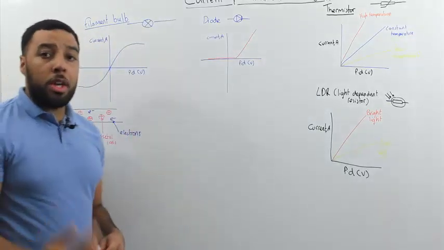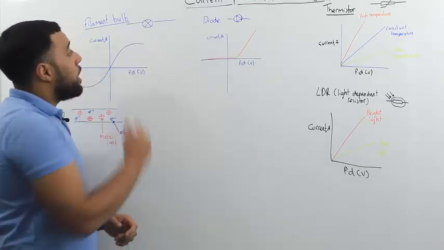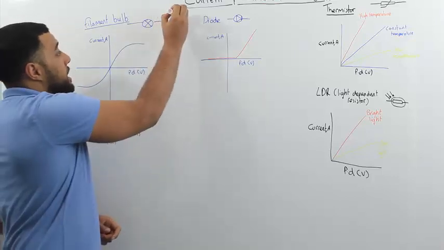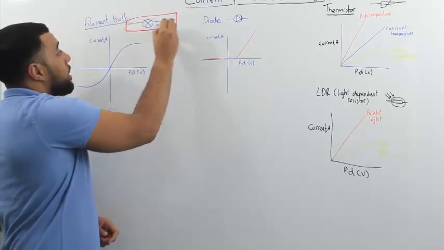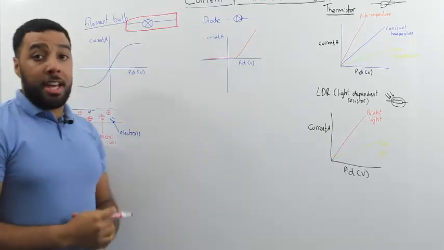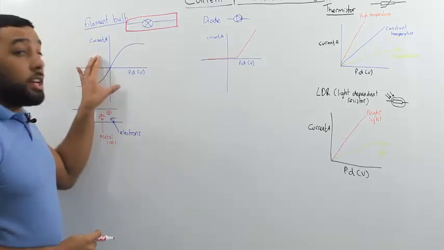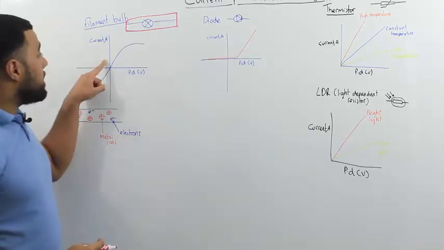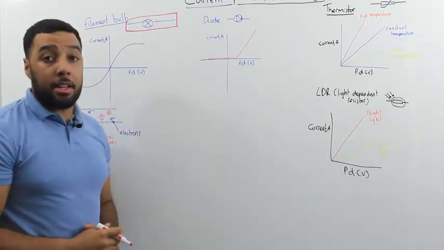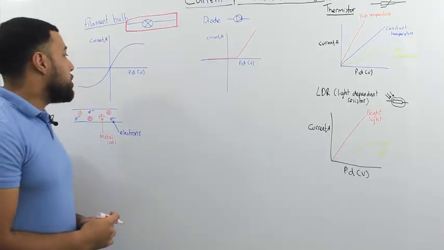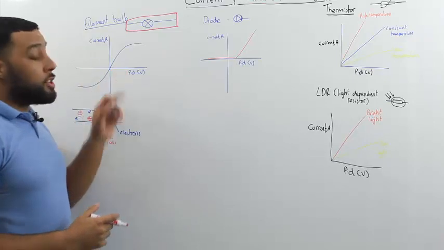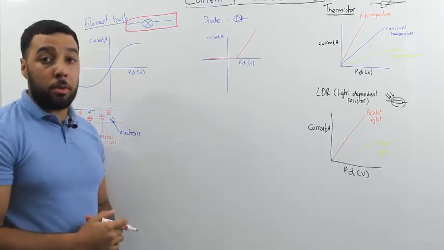This is a common question that comes up in exams, and it could give you the filament bulb. The filament bulb has the circuit symbol like so, and the current potential graph has this shape where you can see current is on the y-axis and potential difference is on the x-axis. And straight away you guys should be able to see that this graph is not proportional. Current and potential difference are not proportional with each other at all.